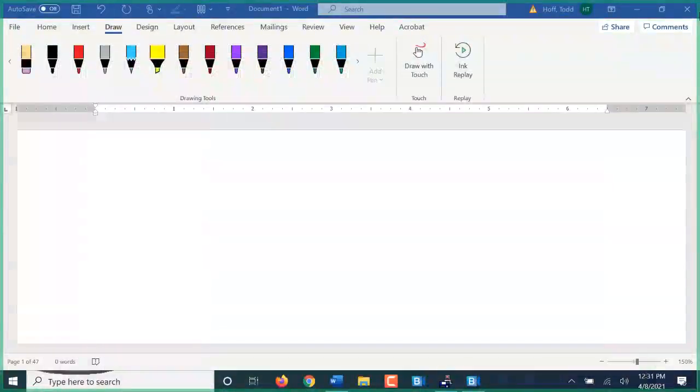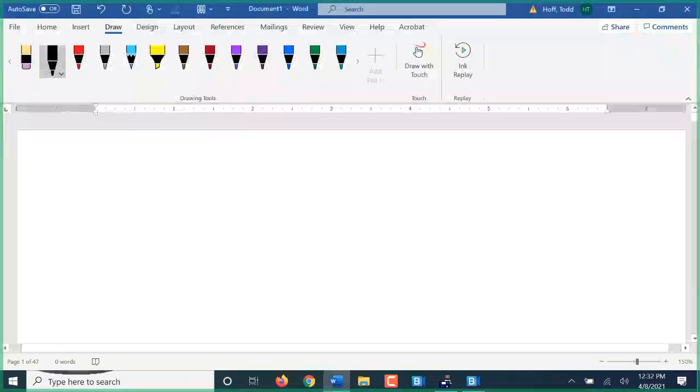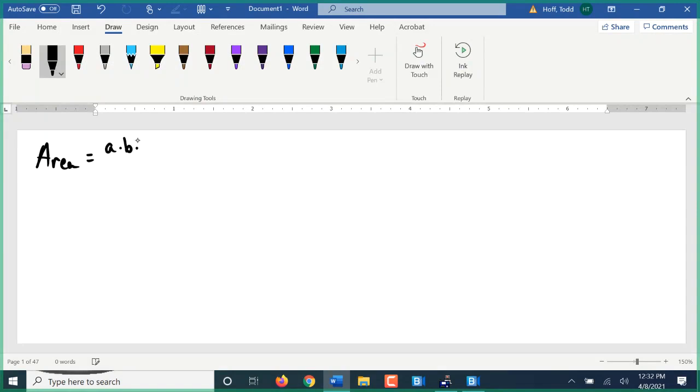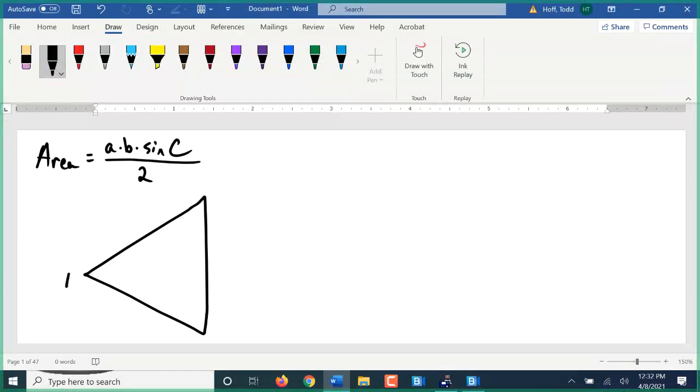So I want to start it off with just a little bit of review of what we did yesterday. We looked at one of our formulas for area using trig. We found the area of a triangle using the length of two known sides and the angle in between them. So that area was side A times side B times the sine of angle C divided by 2. We had several ways that could be applied.